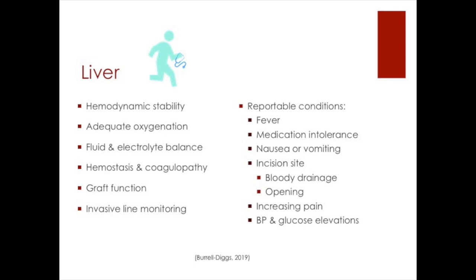For the post-liver transplant patient, these are the goals of care. You know they're going to be, or likely to be, unstable hemodynamically, so you want to concentrate on getting them stable there, making sure their oxygenation is adequate, monitoring fluid and electrolyte balance. Since their liver may not be working yet, you want to make sure there's hemostasis and watch for coagulopathy. Of course, you're checking graft function, and since these patients are in the ICU, they're going to have invasive line monitoring.